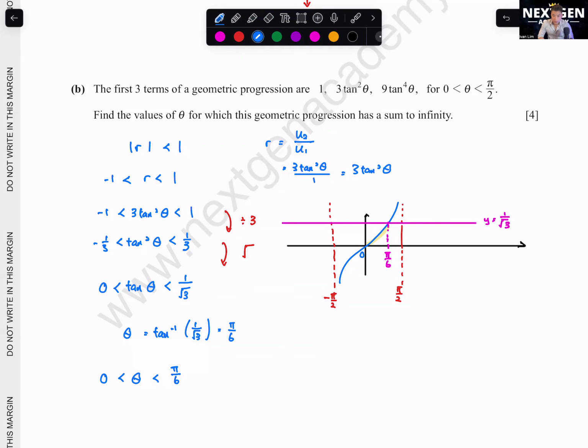How do you know 1 over root 3 is pi over 6? I type it in the calculator: inverse tangent 1 over root 3. Can you do it without a calculator? Can. But you have to draw out all your special angles and write it all out. Because pi over 6 is how much? 180 divided by 6 is 30 degrees, right? So you will get this specific value, 1 over root 3, in the special angle.